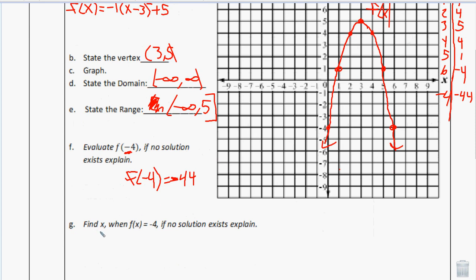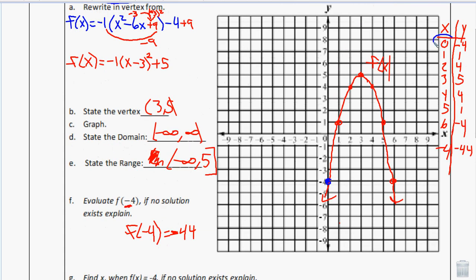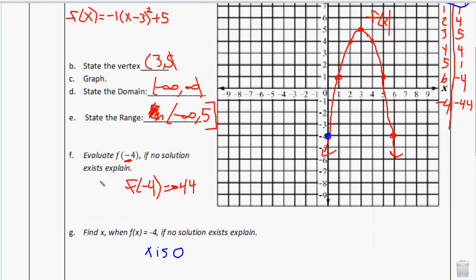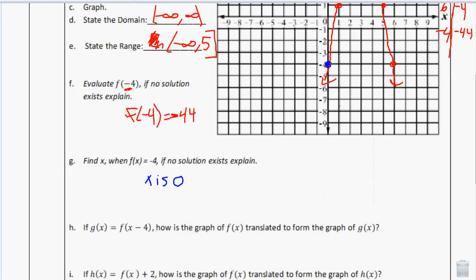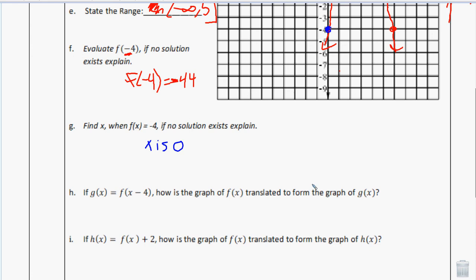And we have to find x when f of x equals negative 4. So when the y value is negative 4. I do see it. Here's a y value of negative 4. X happens to be 0. You can even see it right here in my table. So just make sure you're understanding the function notation and answering the question correctly. Now they're going to ask us about our shifts.